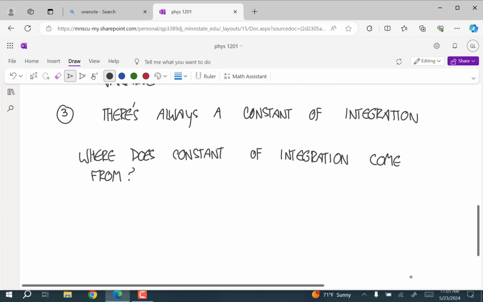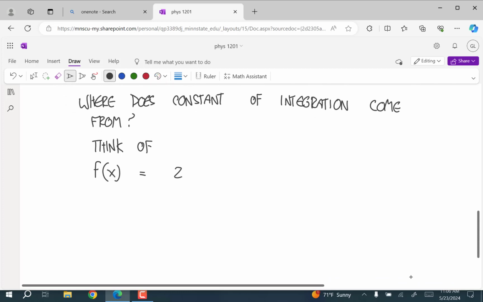Well, think of the function f of x is equal to 2. I'm just making up this one simple function. And what we're looking for is we want a new function. I'll call it capital F of x.